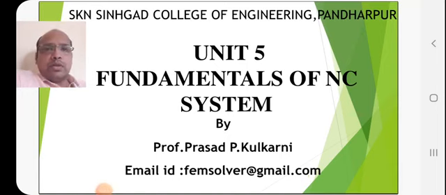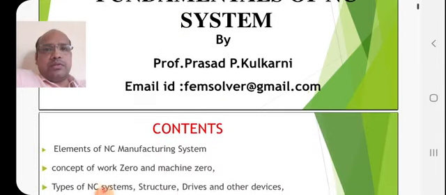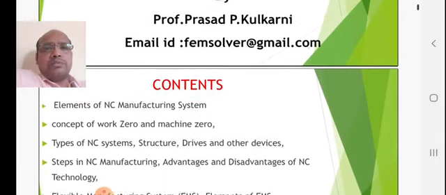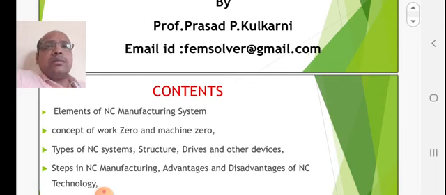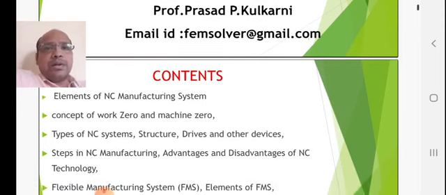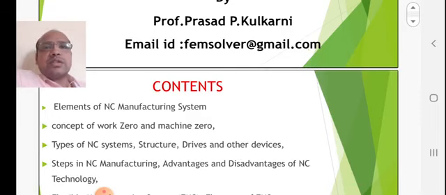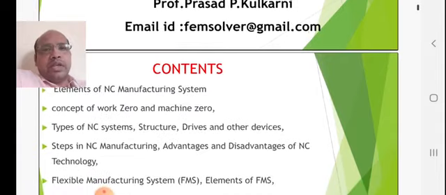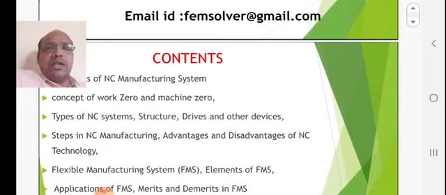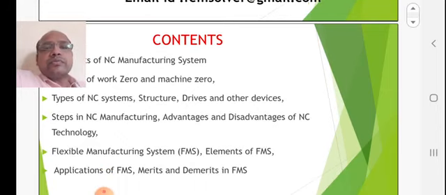Kulkarni. Today we are going to learn chapter number 5, Fundamentals of ENC System. In this chapter we will understand what is meant by a numerically controlled system, and the contents of the chapter are elements of ENC manufacturing system, concept of work zero and machine zero, then different types of ENC system we will learn, structure of ENC system, then different drives which are used in ENC system and their devices also.